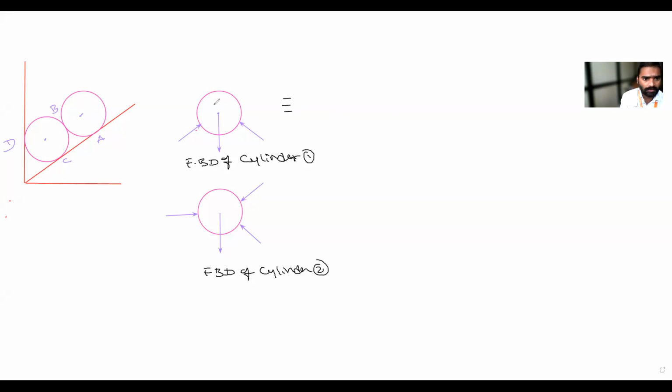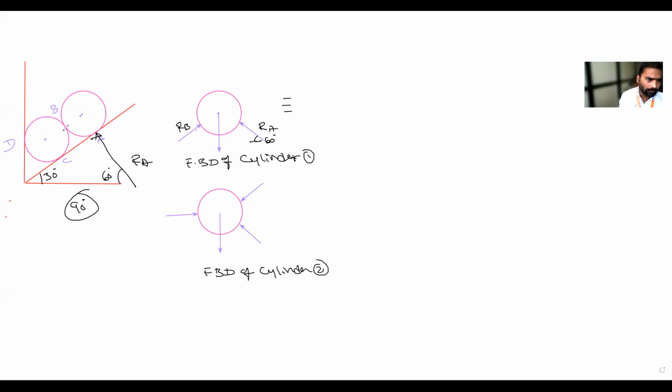This reaction is RB. This reaction is RA. This plane is making an angle, how much? 30 degrees. Whenever the plane is making 30 degrees, this RA is making an angle, how much? That is 60. So the plane angle and the reaction angle together should be 90 degrees. So this RA is making an angle equal to 60 degrees. Is it correct, everyone? Yes, sir.